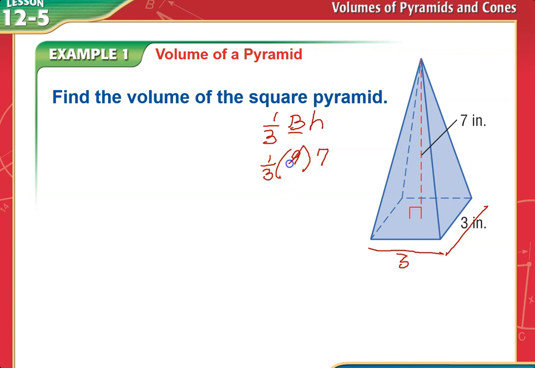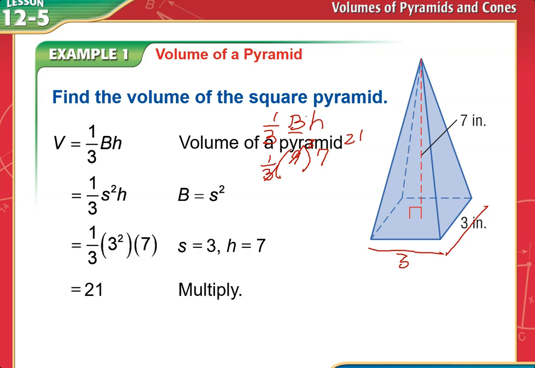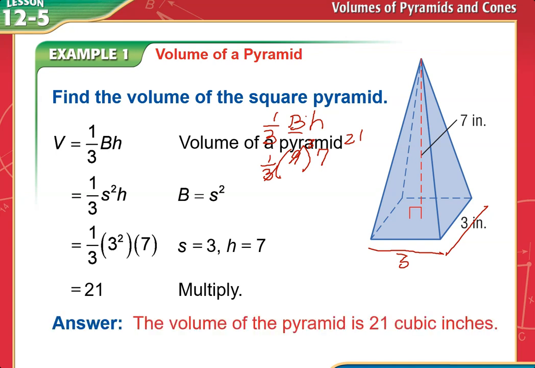You can easily see that 3 divides 9 three times, and then you'll have 3 times 7, which is 21. So 21 inches cubed should be the volume of our pyramid. So we have 1/3 base height. We're letting the base be side squared. We have 1/3 then 3 squared times 7, or we do have a final answer of 21 cubic inches.